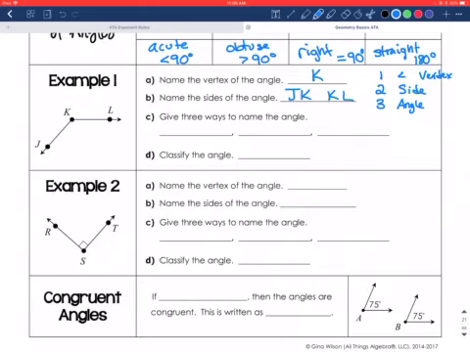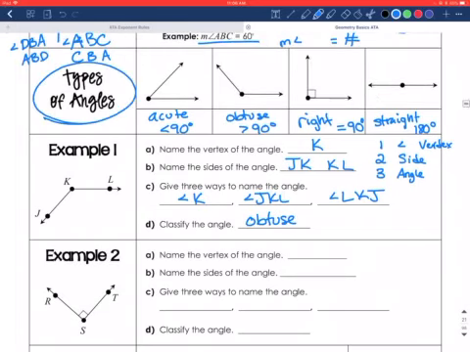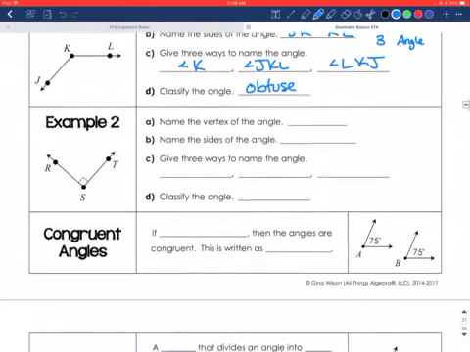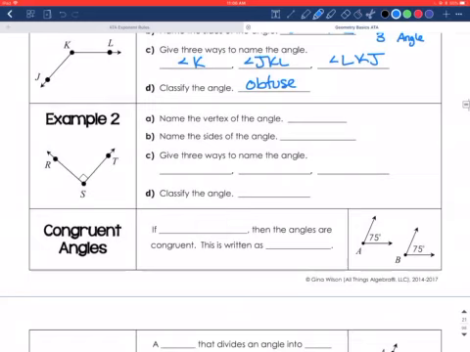In the future, it'll be like a triangle and stuff like that too, but we're not going to worry about that right now. So give three ways to name the angle. We could call it angle K because the vertex is by itself. We could call it JKL. And we could call it LKJ. And then classify this angle. Anytime they say classify, we are using these types of angles right here. So classifying them, there's only going to be 4 choices. This one is obtuse. Same thing for example 2. I'm just going to fly through this because this is pretty self-explanatory at this point.